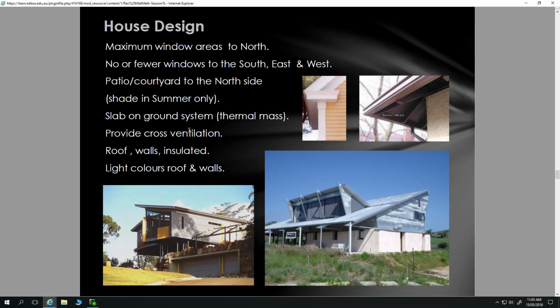And also in South Australia, typically we want light colours for roof and walls, because dark colours absorb a lot of heat and don't reflect the sunlight, so in summertime it can heat up.